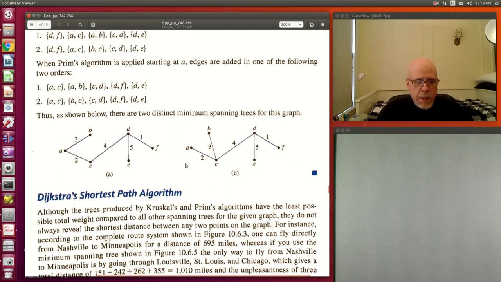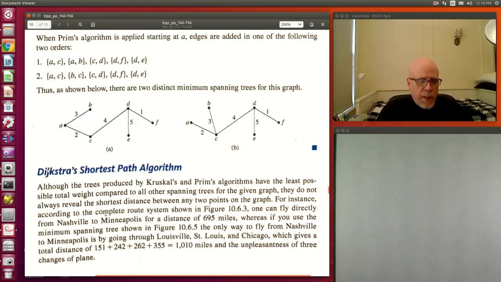Okay, so the rest of this is Dijkstra's algorithm. That is a Dutch spelling, so it's pronounced Dijkstra. We were going to talk about that on Wednesday, so for today we are finished.